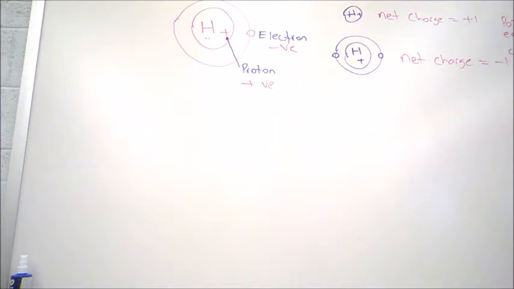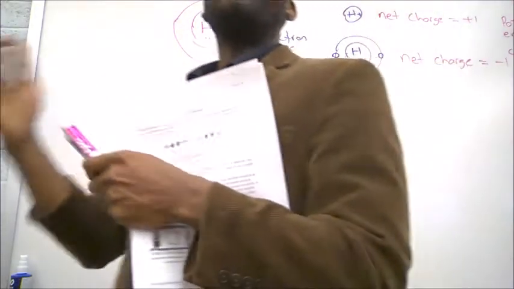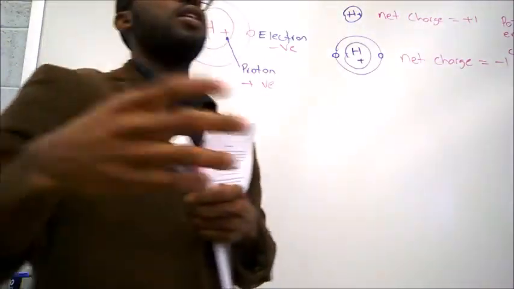Hold on, is it Q or C? Okay, Q over T, where Q is charge in coulombs and T is time in seconds. So this is how we get current. We know how many coulombs of charge are flowing in 1 second.